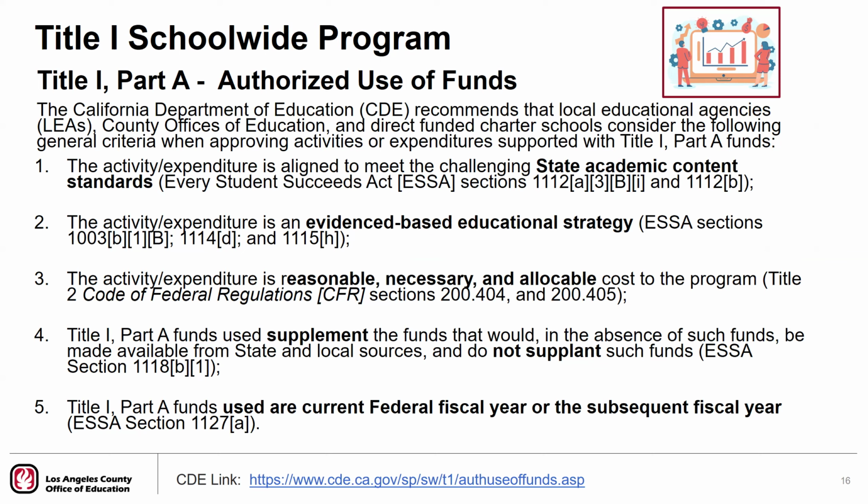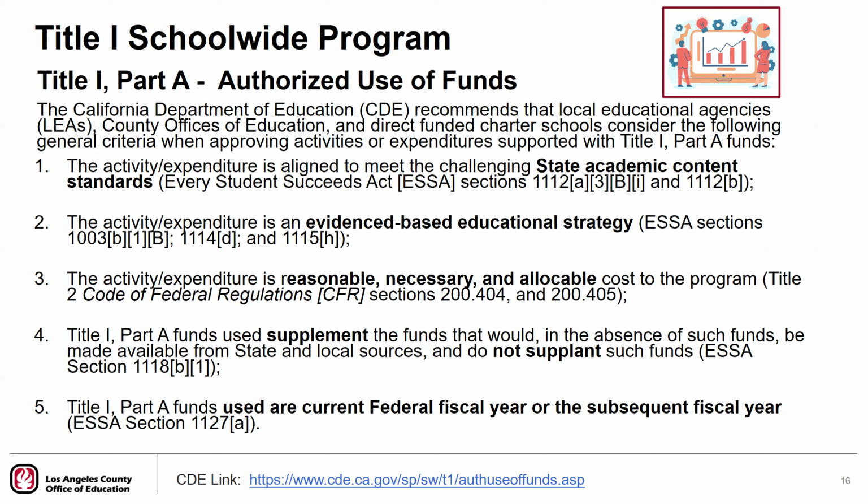On CDE's website, you can find the web page that explains the criteria for an allowable expenditure with Title I funds. And on that, you're going to see 1 through 13. But here on this slide, 1 through 5 are the allowable uses that apply both to targeted assistance school programs as well as a school-wide program.